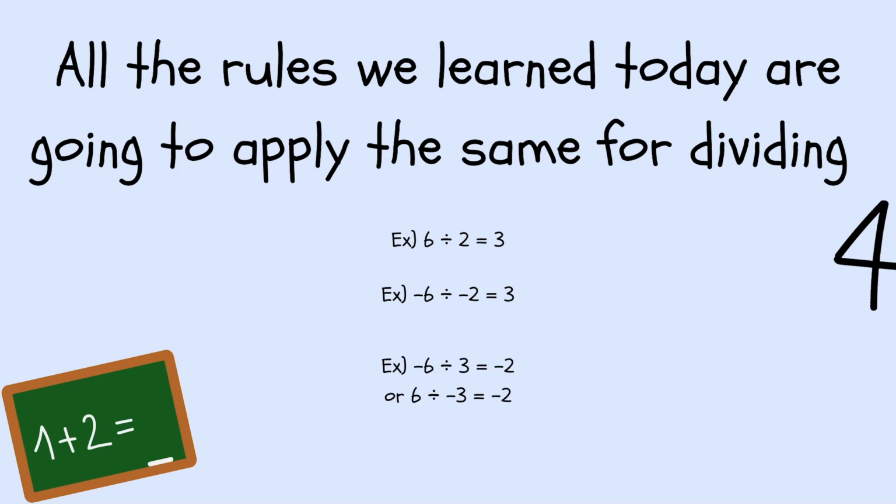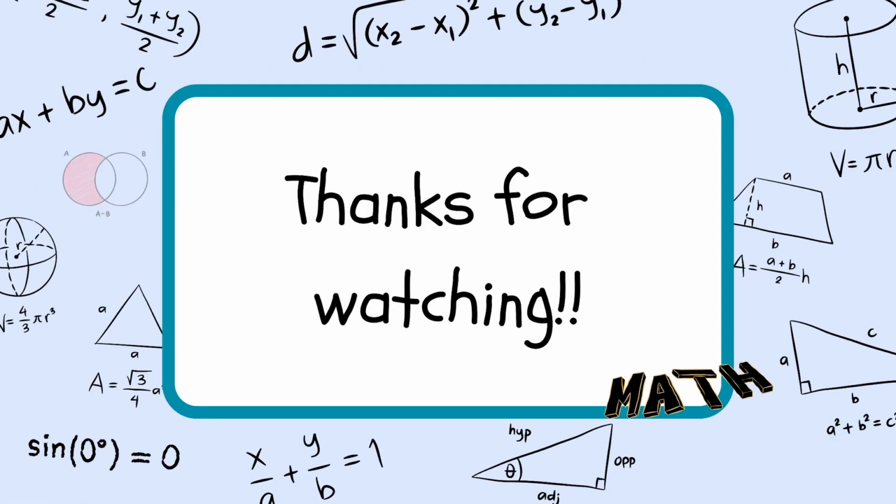Lastly, negative 6 divided by positive 3 will give you negative 2, or 6 divided by negative 3 will also give you negative 2. Whether the number that you're dividing by is negative or the number that is getting divided is negative, it doesn't matter. As long as one number is negative, we're just going to end up with a negative quotient.